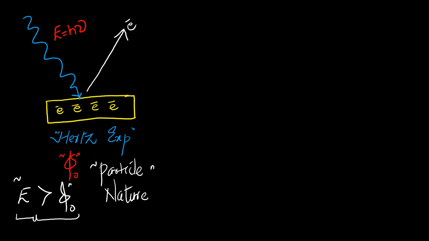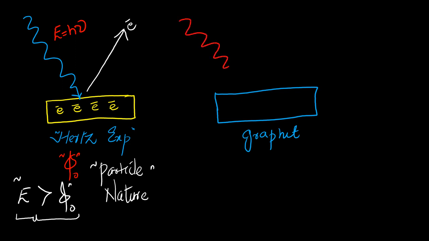Whereas, interestingly, in the Compton effect, Compton took a graphite, and this graphite was incident by highly energetic radiations, which are known as X-rays. Compton was interested in understanding the particle nature of different types of electromagnetic radiation. That was the reason he incident X-rays on the surface of graphite.